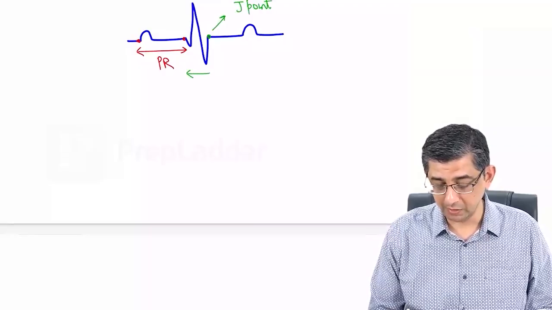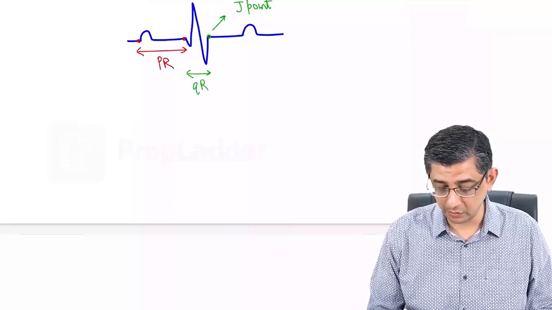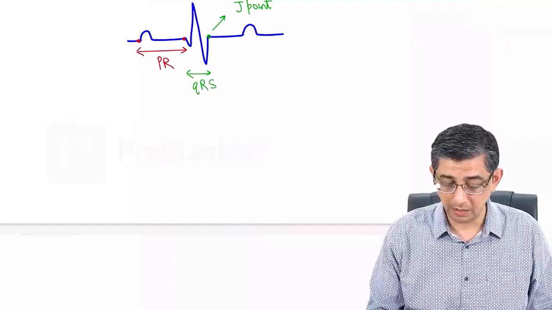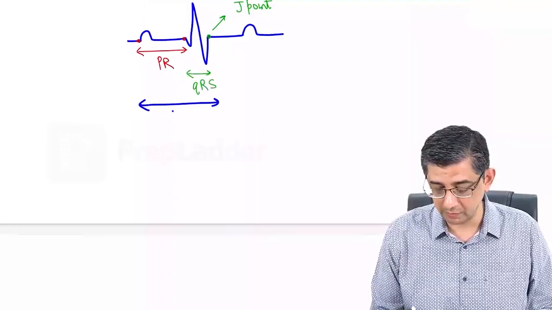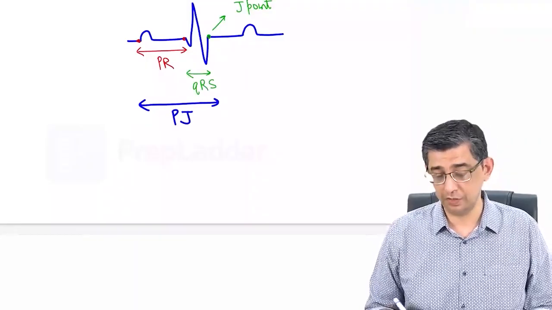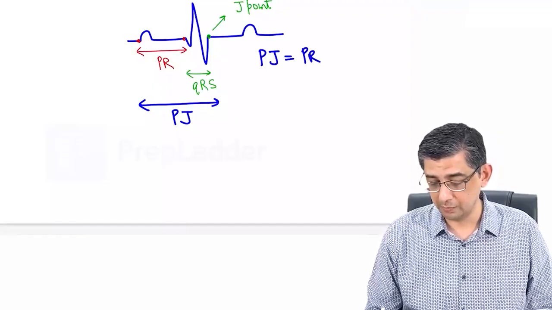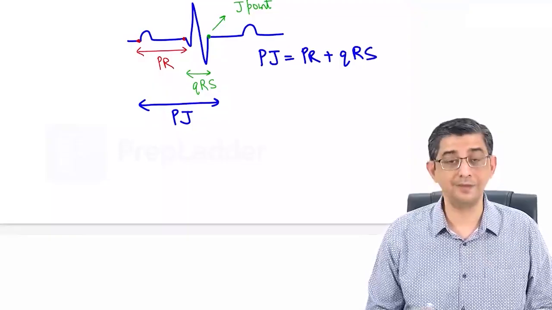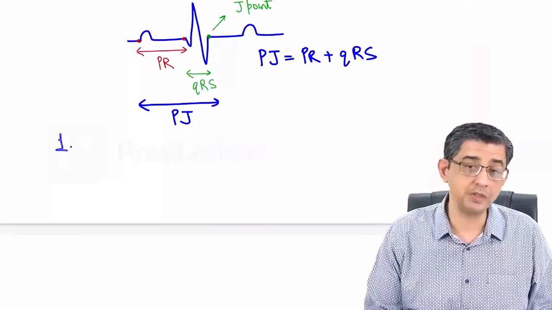The distance between the red point and the green point, the second red point and the green point, is called the QRS complex. And if I join the two together, PR plus QRS complex, then it will become the PJ interval. First, we look at the mathematics behind it. PJ interval is a combo of PR plus QRS. That's the first message. Now, let's look at what actually happens in these patients.